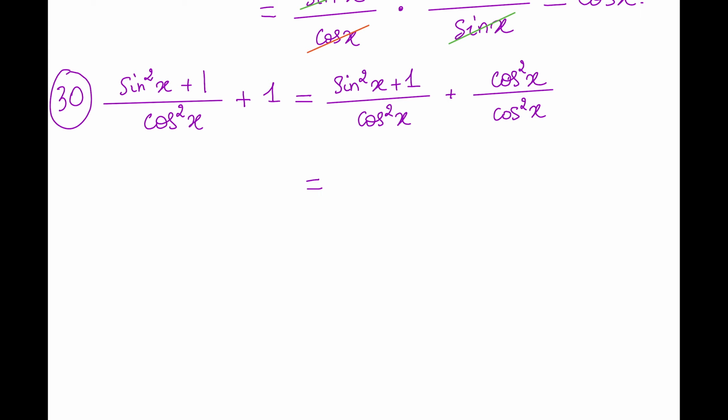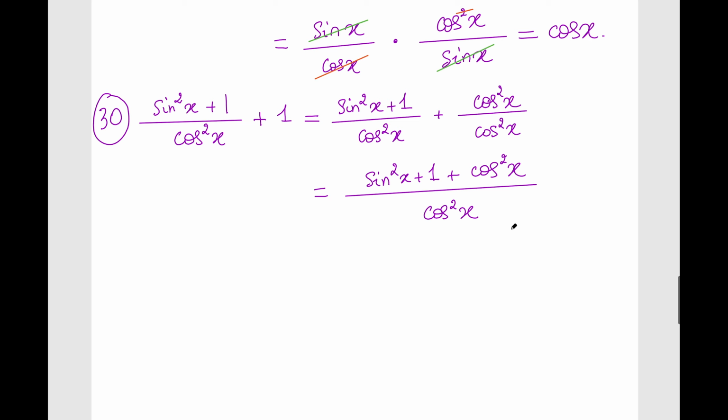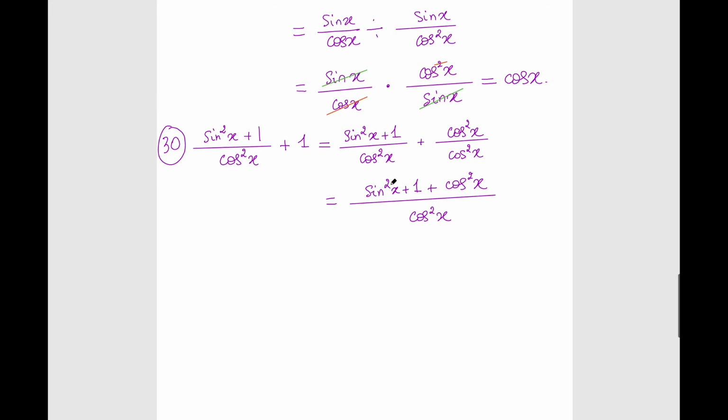I get cosine squared of x, and I get upstairs sine squared of x plus 1. This is coming from the first expression, plus the second numerator. Yes? Okay. What do you think next? Do you know anything about cosine squared plus sine squared? Do you know anything about this?